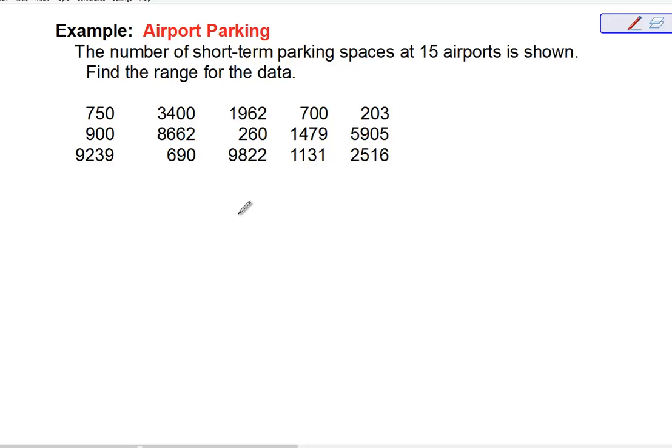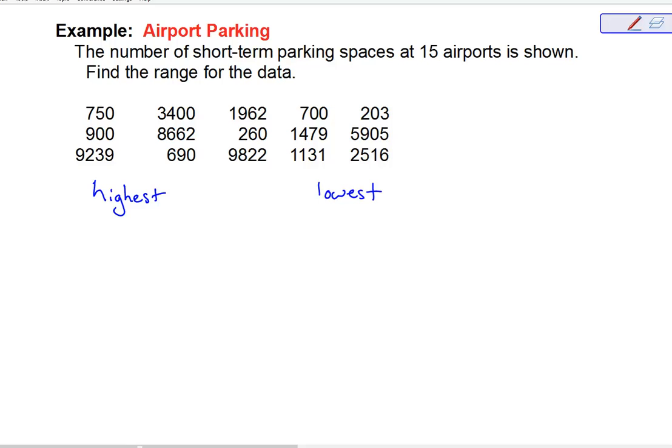So let's look at an example, and our example is regarding airport parking, and I have here the number of short-term parking spaces at 15 different airports shown, and I want to know what the range of the data is. So the first thing that I want to do is find out what my highest value is. You want to know the highest value, and you want to know what the lowest value is of your data set.